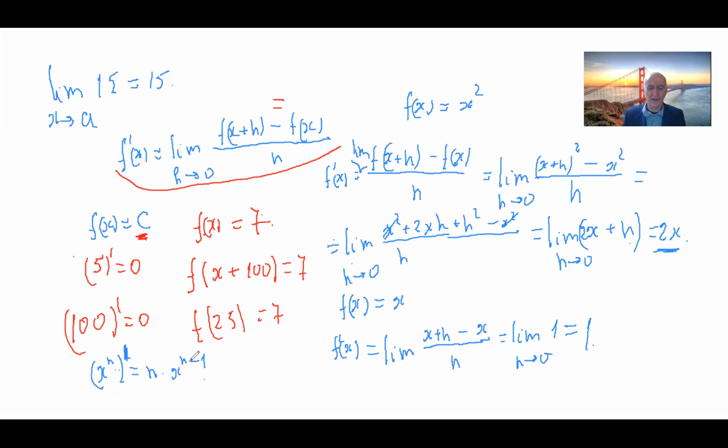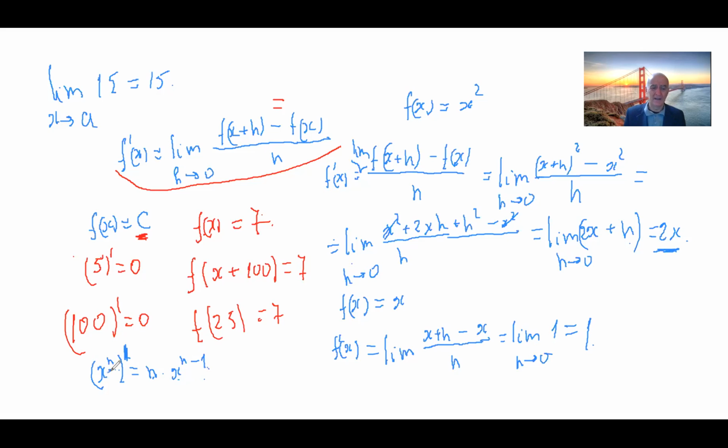What happens if n equals 1? If n equals 1, here we have 0, and here we have 1. And x to the power 0, you know very well, is 1. So when n equals 1, we have 1. Okay.